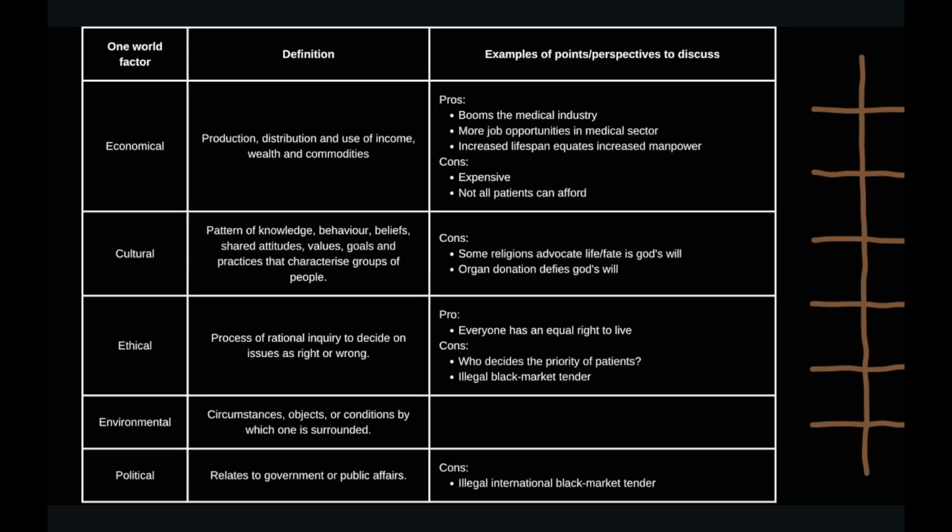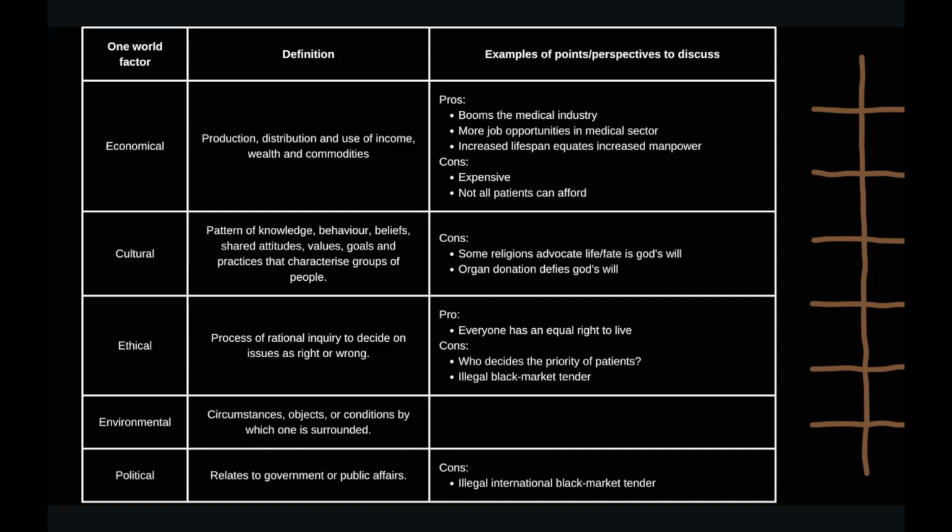And then moving on to economical, one more factor. The pros would be, again, the boom to the medical industry, more job opportunities, and an increased lifespan equates to increased manpower. And the cons, of course, is that it's expensive. Not every patient can afford it. And cultural cons are that certain religions advocate life or fate being God's will. So they may believe that extending your life or getting organ donation defies God's will.